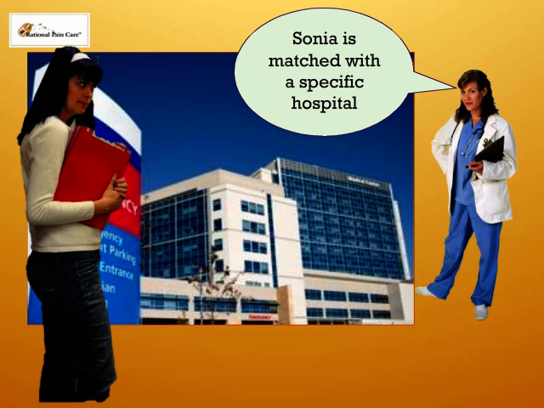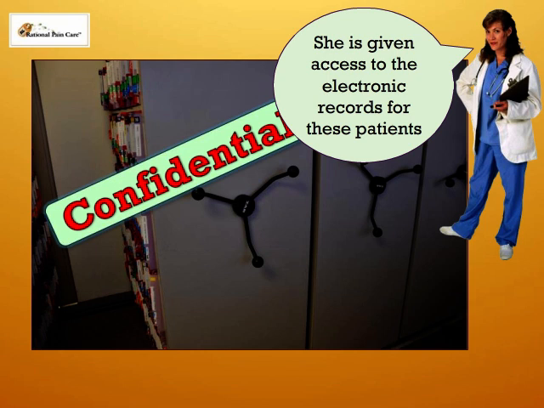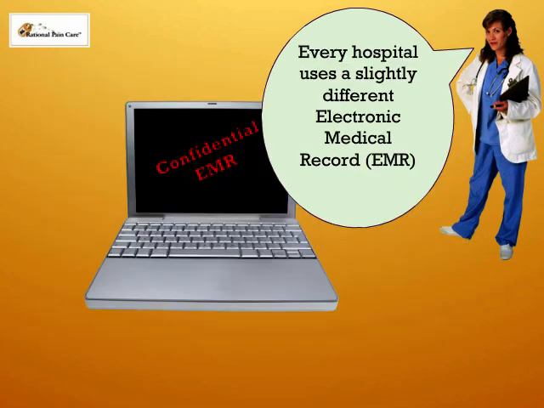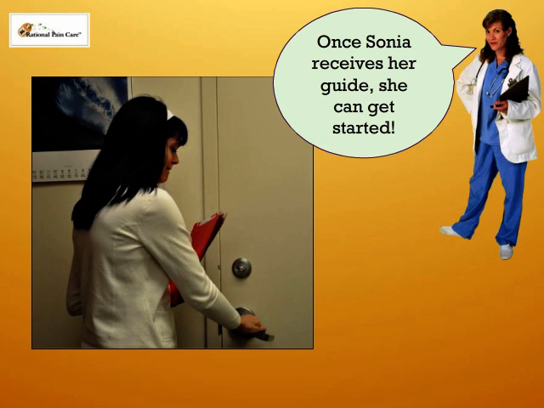So the first thing is that each chart reviewer, like Sonia here, is matched with a specific hospital. Along with this matching comes a list of designated patients from the hospital. Of course, we are talking about electronic records here. Now, every hospital uses a different electronic medical record system. For every electronic medical record system that a chart reviewer needs access to, a step-by-step guide will be sent to the chart reviewer.